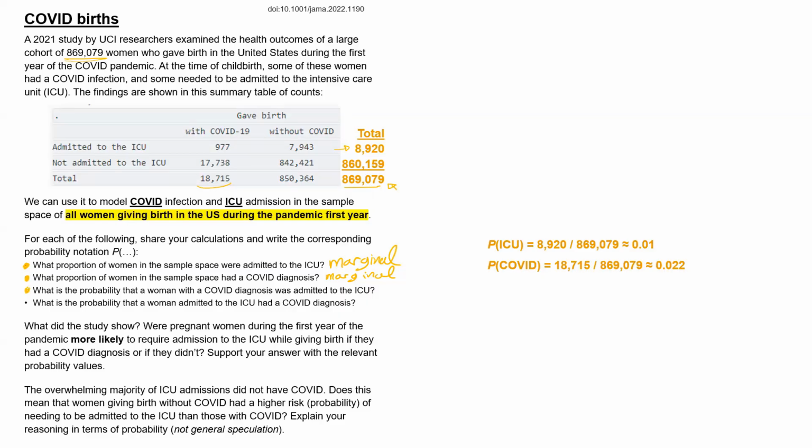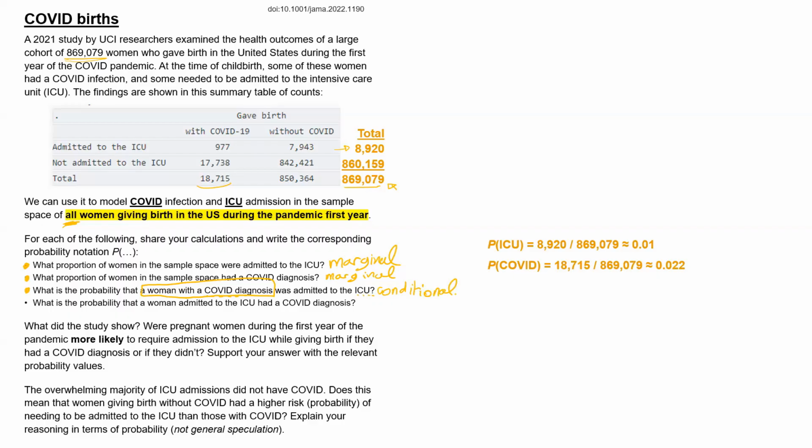All right, so we notice here that two things are mentioned: COVID diagnosis, admitted to the ICU. So you might want to slow down and think, is this a joint probability or is this a conditional probability? Does the probability refer to all pregnant women or just a subset of them? And you notice it says here the probability that a woman with a COVID diagnosis. So if the woman didn't have a COVID diagnosis, then that probability would not apply to her. So that means here we have a conditional probability, and the condition is that we are only at this point interested in women who had a COVID diagnosis at the time of birth.